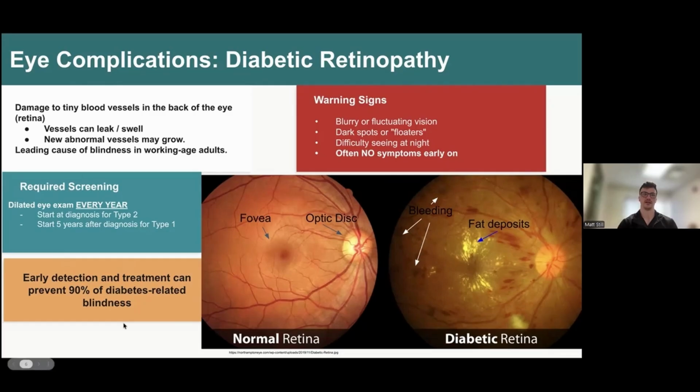And here we can see that early detection and treatment can prevent 90% of diabetes-related blindness, which is just a huge number. And that will be a take-home point from a lot of these complications, is that keeping a very strict control on your blood sugar can really help prevent these downstream effects.